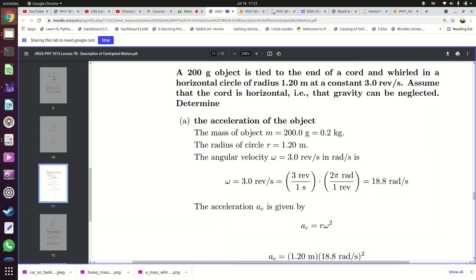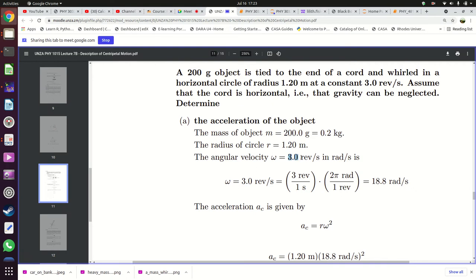What is the centripetal acceleration which this particular object is undergoing? For you to find centripetal acceleration, what you need in this case is this angular velocity, which is 3 revolutions per second. We also have this radius, which is 1.2 meters. The mass of the object is 200 grams, and these grams have to be changed into kgs, so you end up with 0.2 kgs. Then the radius is 1.2 meters, that's fine.